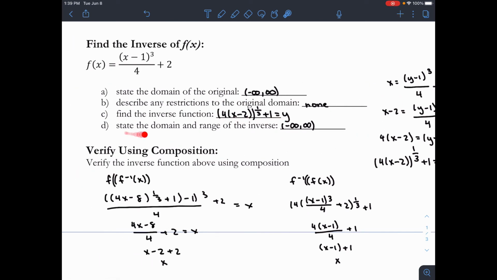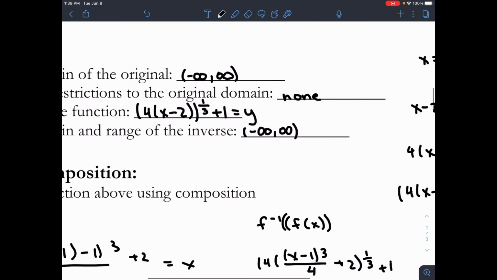The next is state the domain and range of the inverse. The domain would be negative infinity to positive infinity, and also negative infinity to positive infinity for the range as well.